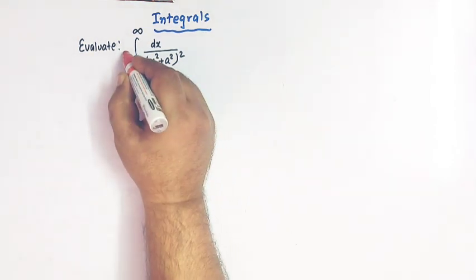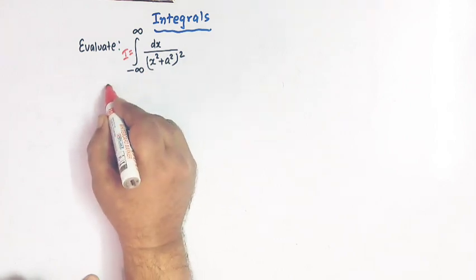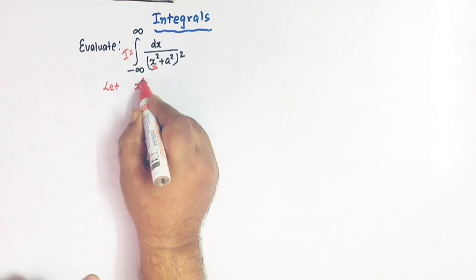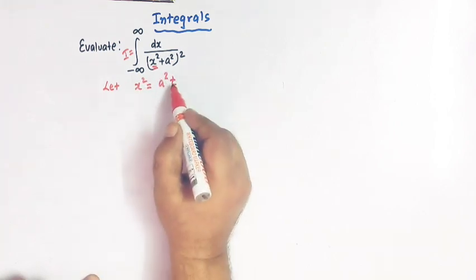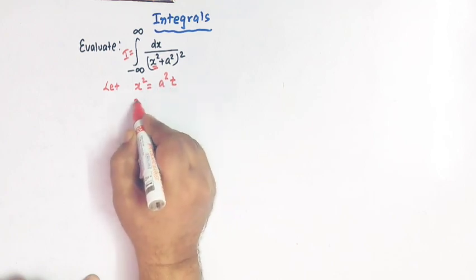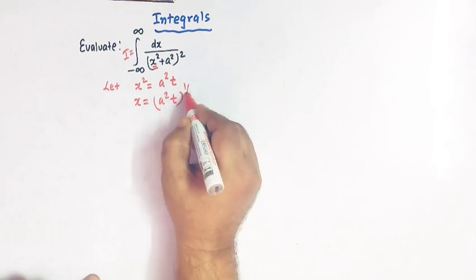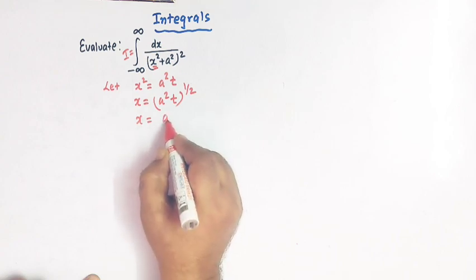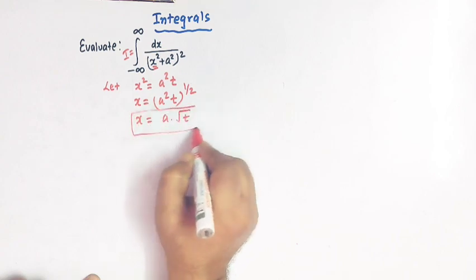So let us take this integral as I. And here I will make the substitution, that is x square is equal to a square t, so t is our new variable. So x can be written as (a square t) raised to the exponent 1 over 2. So x is a times square root of t.